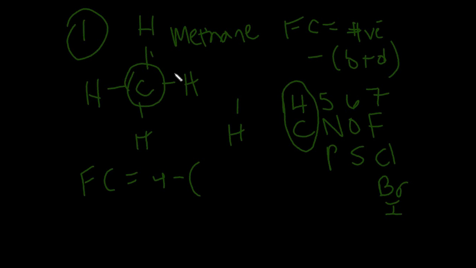There is 1, 2, 3, 4. So 4 for the bonds, and how many dots do you see there? There are absolutely no dots, so that will be 0. So now what we have here is 4 plus 0 is 4. 4 minus 4 equals 0. So the formal charge for the carbon of this methane is 0. Very straightforward, very simple. Let's do another example.